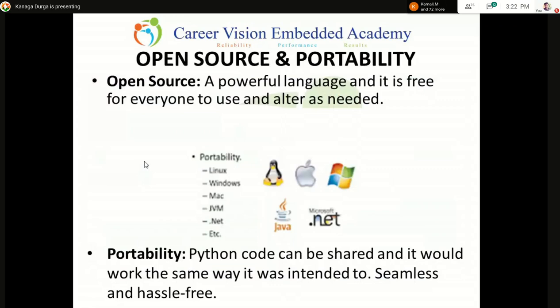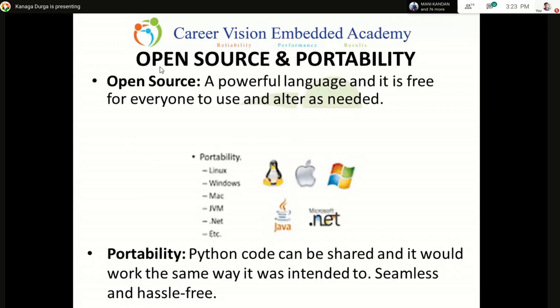Moving on, the other two points are open source and portability. Open source is nothing but this language is available free for everyone worldwide. As soon as it was released in 1991, this became open source. Everyone had access to this Python language, and they could develop codes or libraries or snippets of their own and use them. One major advantage is that it's open source.